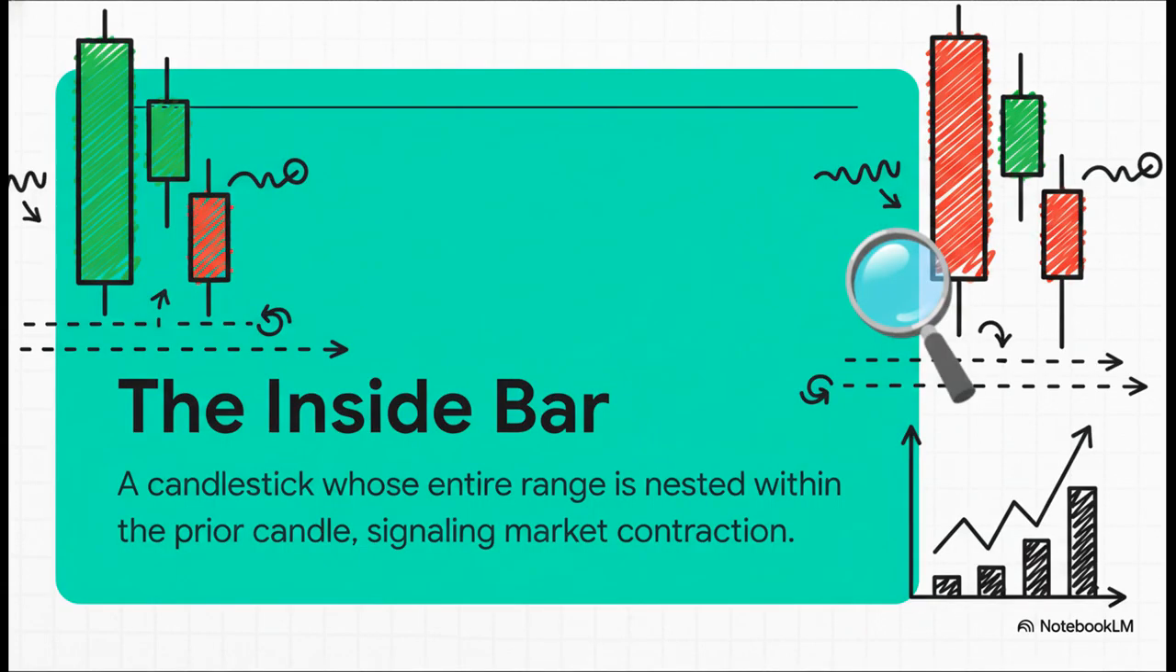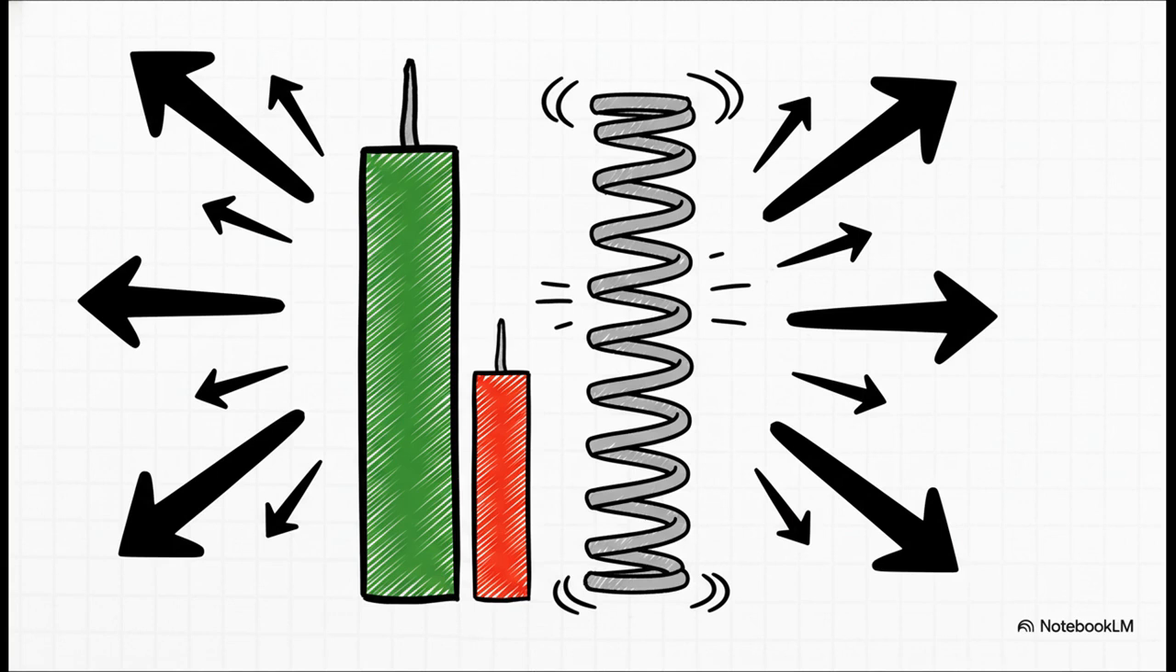Our next keyword is the inside bar. This pattern shows up when one candle's entire range, its high and its low, is completely contained inside the range of the candle right before it. It basically represents a pause, a moment of indecision in the market. I want you to think of an inside bar as the market coiling a spring. It's a time of low energy, low volatility. But just like a coiled spring, this quiet period often comes right before a huge explosion of energy, a big breakout move. So when you see one, it's a signal to start paying very close attention.